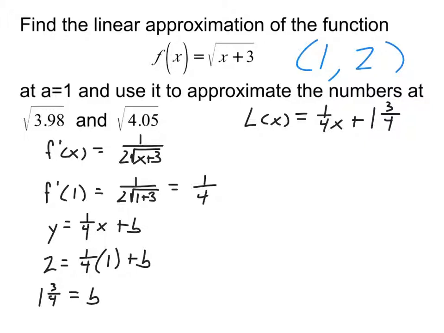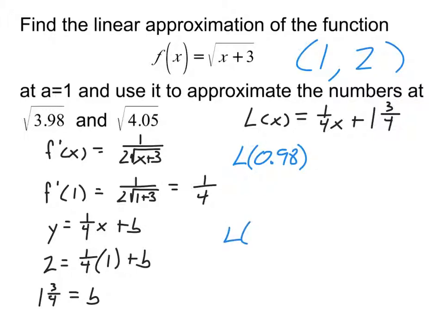All right, now that we know that, we need to figure out what our two values are. So what am I going to be plugging in for x for the square root of 3.98? Negative 0.02? No. A lot of us are thinking negative 0.02, but it's not. Because remember, I'm figuring out what I can plug in for x that makes x plus 3 equal 3.98. It's 0.98. So you're going to figure out L of 0.98.